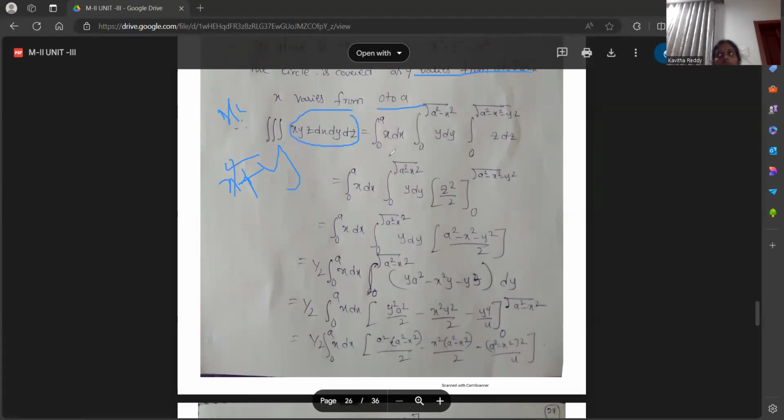So the integral from 0 to a of dx, the integral from 0 to the square root of a squared minus x squared of y dy, the integral from 0 to the square root of a squared minus x squared minus y squared of z dz. First I integrate with respect to z, then y, then x. So first, integrating with respect to z.